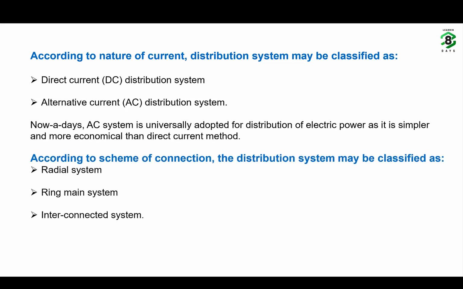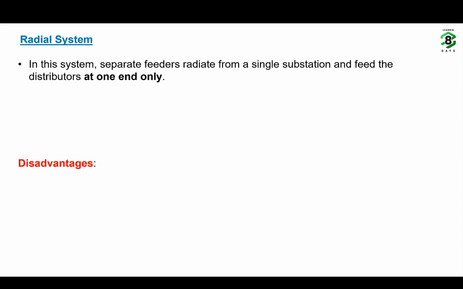Next, according to the scheme of connection, the distribution systems are mainly classified as radial system, ring main system and interconnected system. So depending upon the scheme of connection, the distribution systems are classified as radial, ring main, and interconnected. In radial system of distribution, separate feeders radiate from a single substation and feed the distributors at one end only.